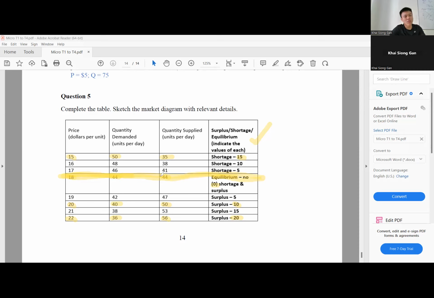This question 5 has two purposes. One is to show you how to calculate surplus and shortages, how you really see the surplus and shortages. Second is how you plot it into a diagram. So that's basically question 5 here. That's all I want to cover for tutorial 3 and tutorial 4.